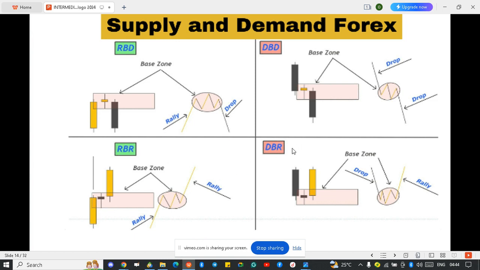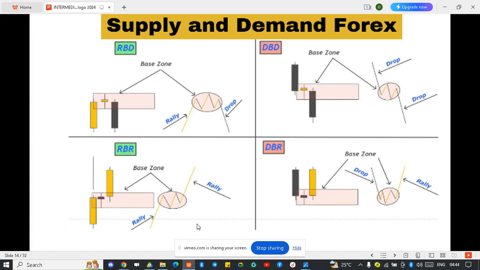Now, secondly, we have the swing demand, which is called your DBR. We have a drop, we have a base, and we have a rally. You can see drop, base, rally. This is the red candle. Whenever you hear the word drop, I'm talking about a sell candle. Whenever you hear the word rally, I'm talking about a buy candle. So if you hear drop, I mean a sell candle. If I say rally, I mean a buy candle.